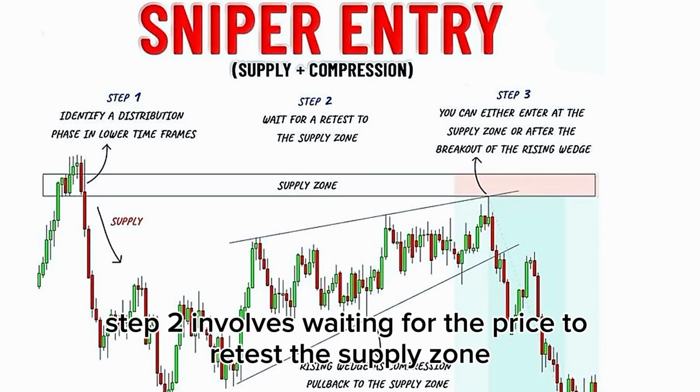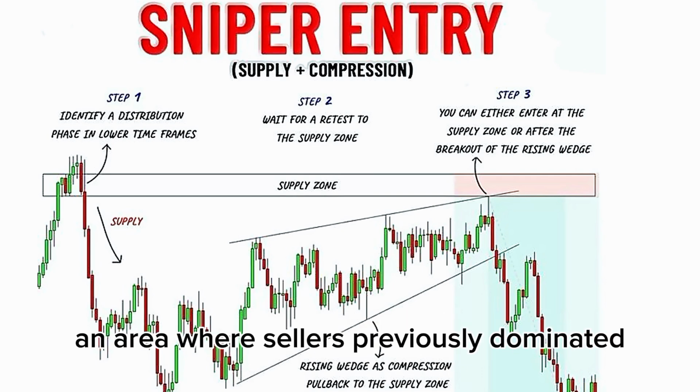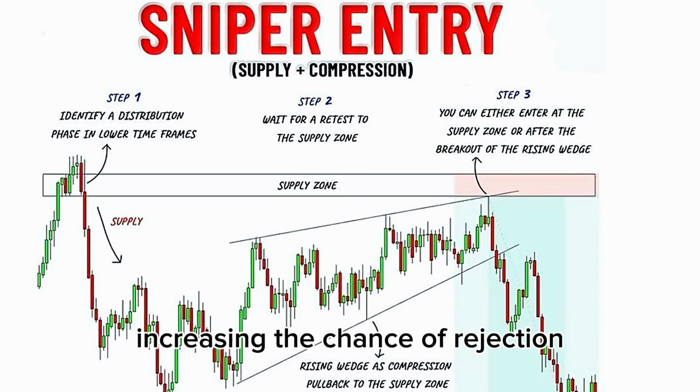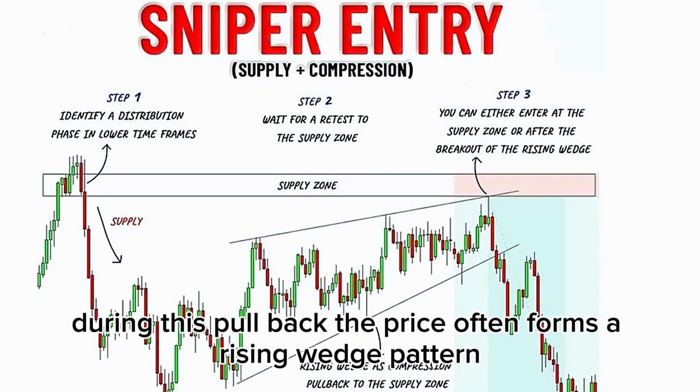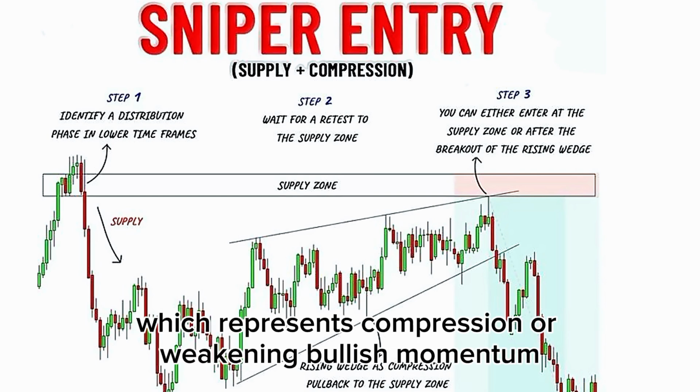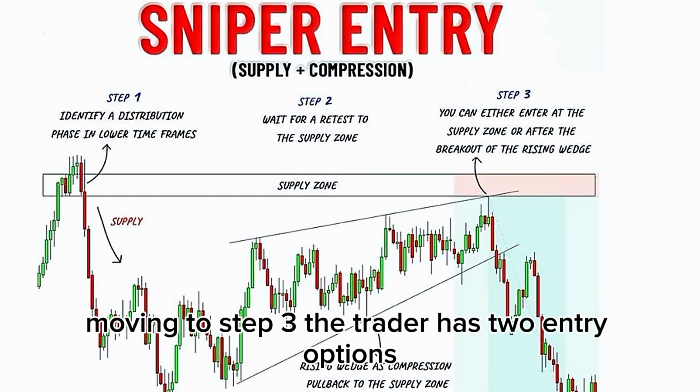Step 2 involves waiting for the price to retest the supply zone, an area where sellers previously dominated, increasing the chance of rejection. During this pullback, the price often forms a rising wedge pattern, which represents compression or weakening bullish momentum. Moving to Step 3, the trader has two entry options.